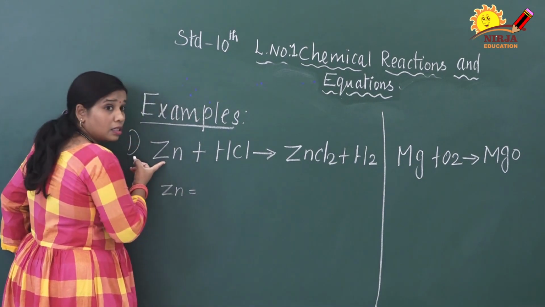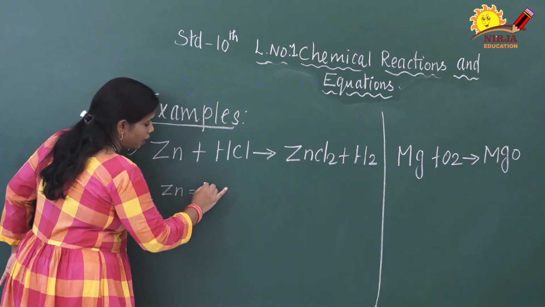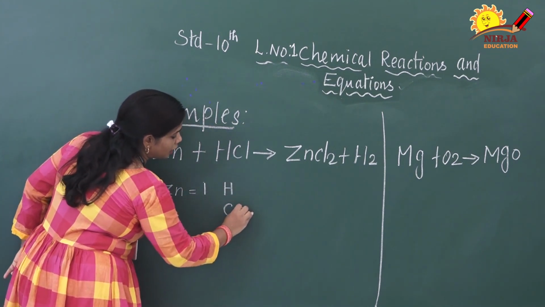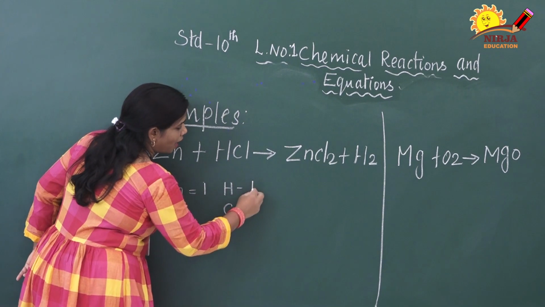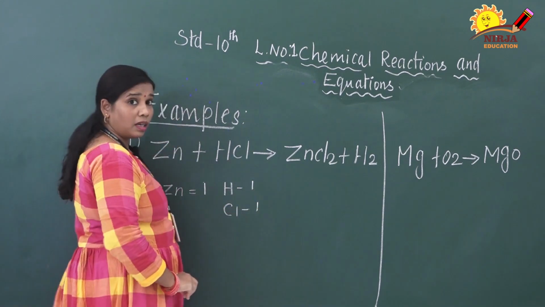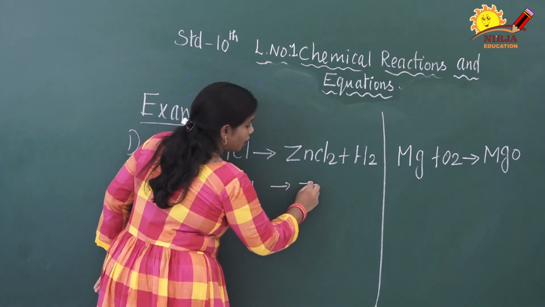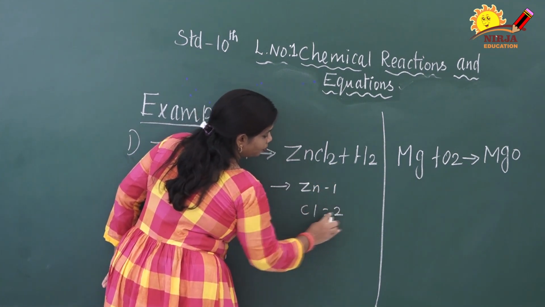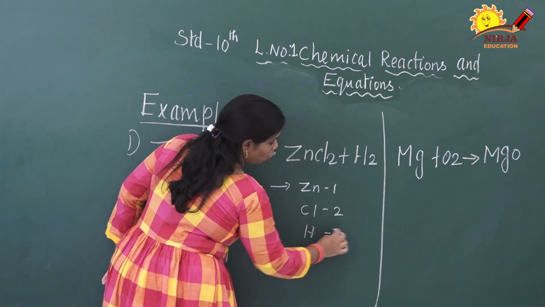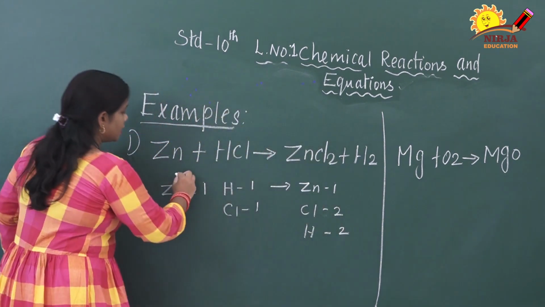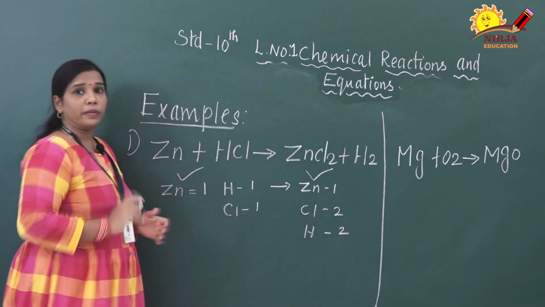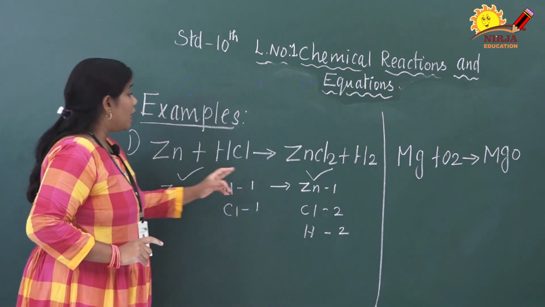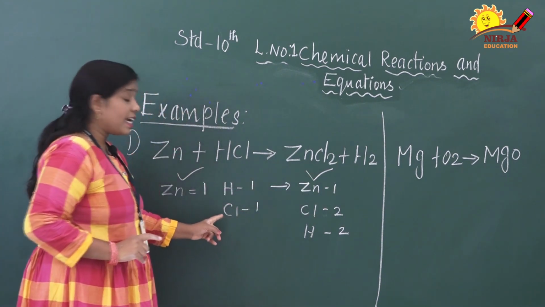So how many zinc atoms are here? 1. Then the hydrochloric acid is composed of hydrogen and chlorine. So hydrogen is 1, chlorine also 1. Clear? But on the product side we are getting zinc 1 only, but chlorine is 2. Then hydrogen also 2. You just see this, zinc we have equal, no worry. So no need to add here because zinc is only 1. But hydrogen we have 2 here, but there we have 1.